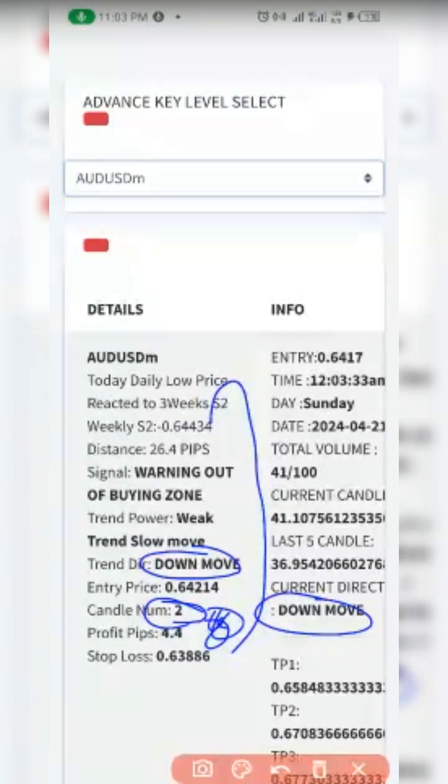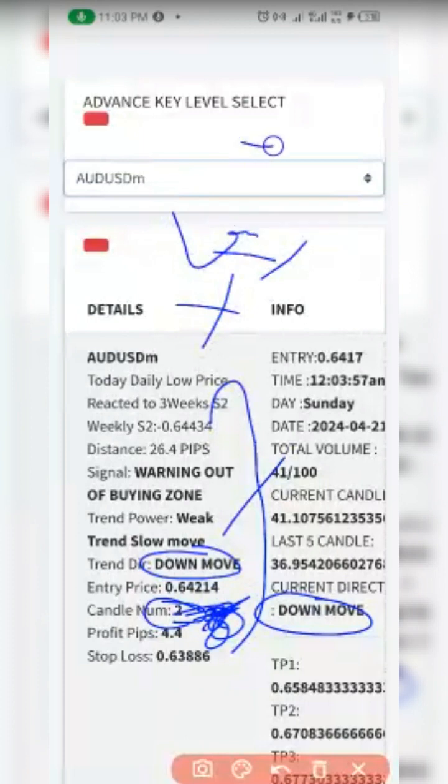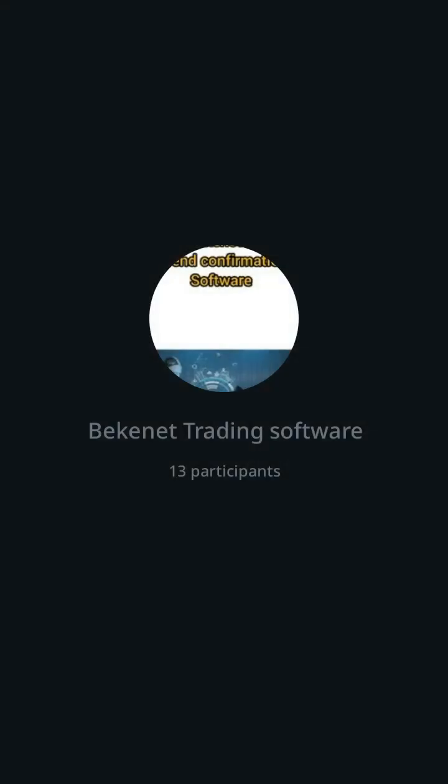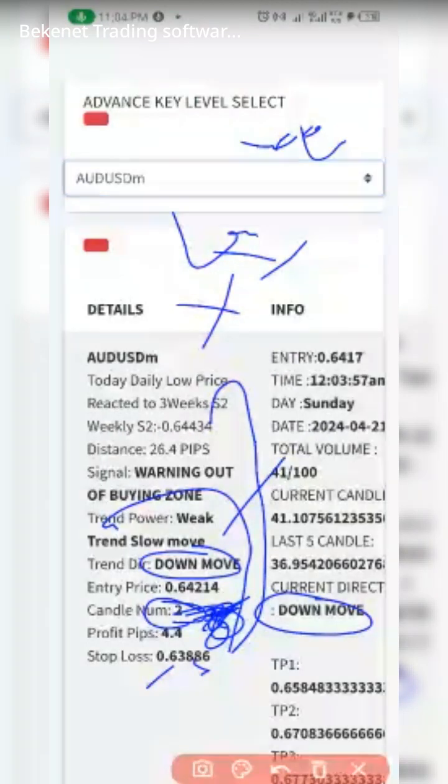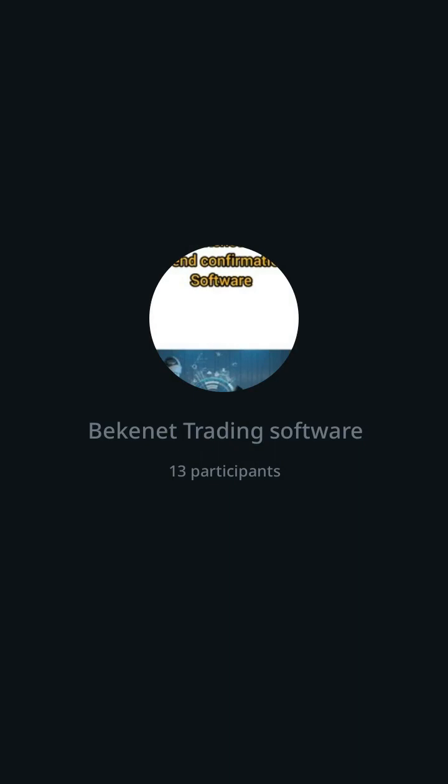So don't jump from one pair to another. Maybe this one is 2 now, you get angry, you do not enter on time, and you go to GBP USD. GBP USD is 14 candle. You come back here, this one has turned to 16, and you've missed out. So just focus on 1 or 2 and keep following them. Once you enter, you kill it that day. So this is the best example.